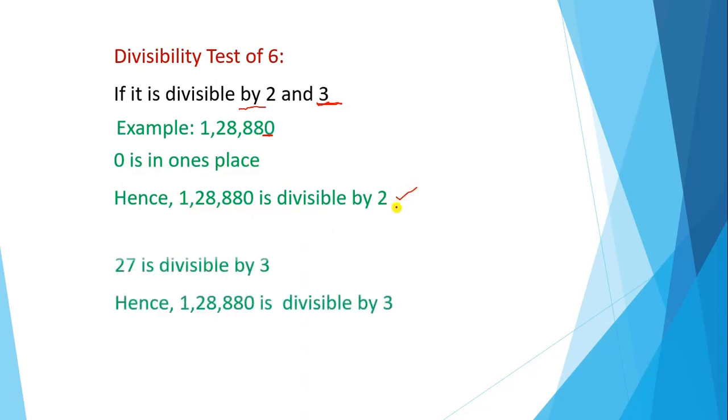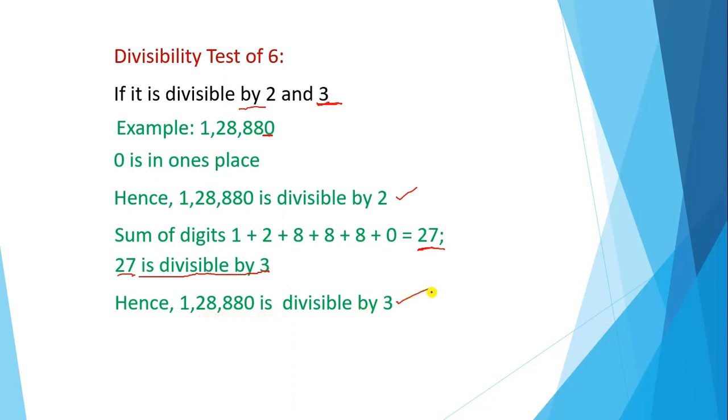Next we have the divisibility test of 3. We need to add the digits. If we add all the digits, we get the sum as 27. We know that 27 is divisible by 3 exactly, or 27 is a multiple of 3. Hence we will say that 1,28,880 is divisible by 3.